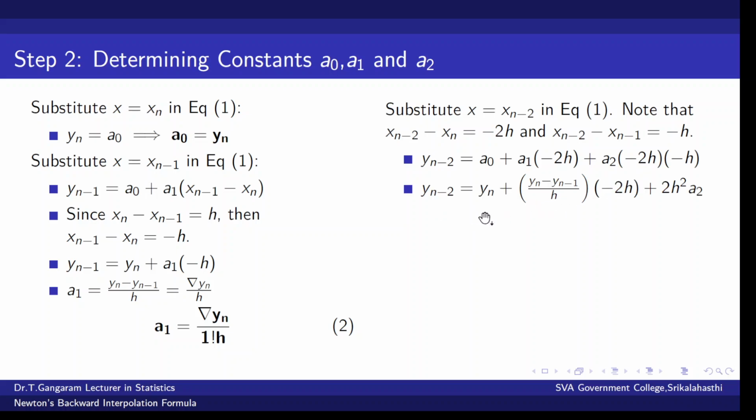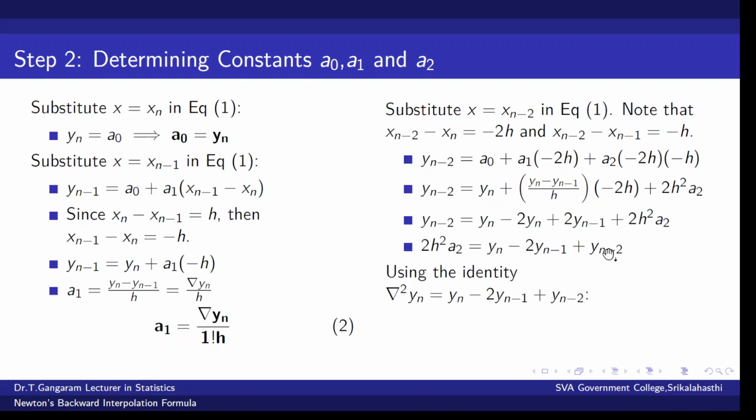So yn minus 2 is equal to, instead of a0, we can write yn. Instead of a1, we write nabla yn divided by h into minus 2h, plus minus of minus plus h into minus 2h, that is 2h square a2. Here yn minus 2 is equal to yn minus 2 into nabla yn plus 2h square a2.